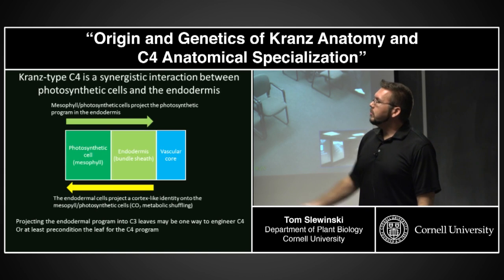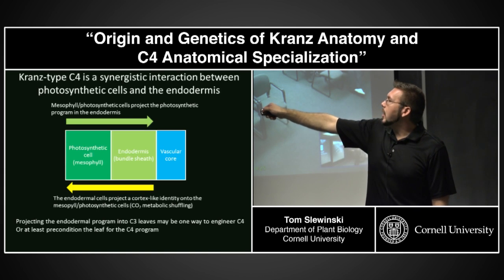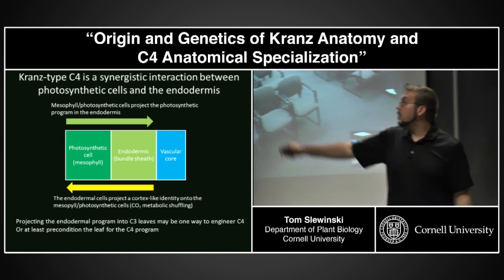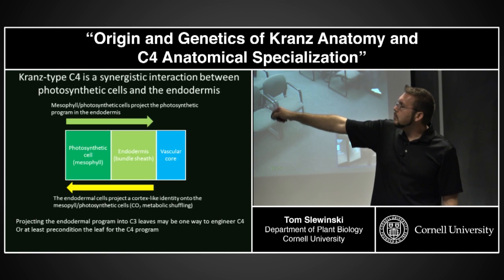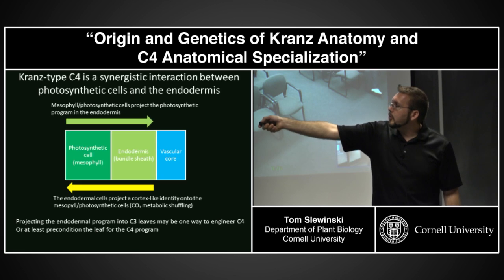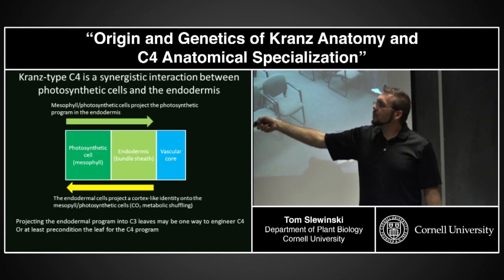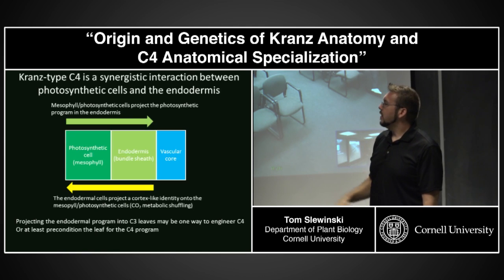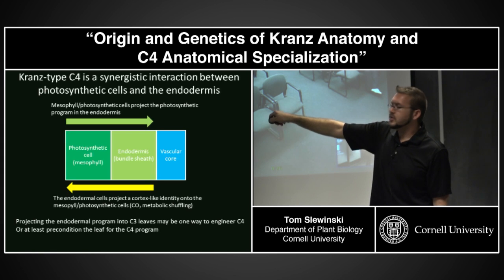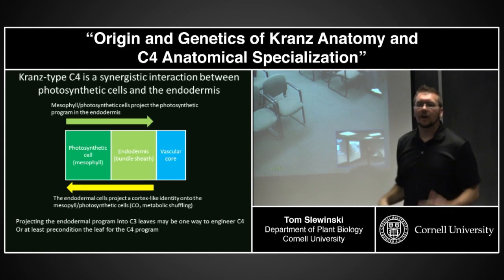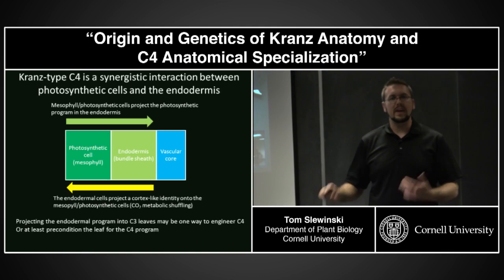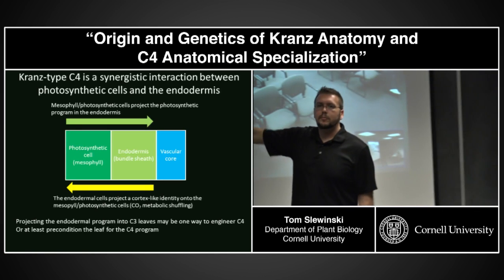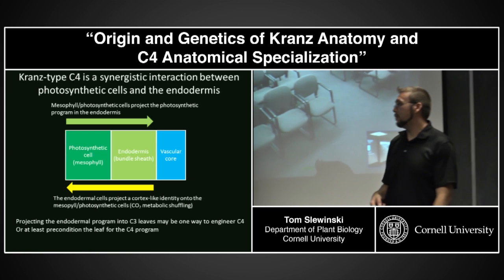So the synergistic interaction may come from the mesophyll cell photosynthetic program projecting into the endodermis, activating photosynthesis, which is not normally photosynthetic. So here's the vascular core, bundle sheath, mesophyll cell. The photosynthetic program invades the endodermis, and the endodermis projects a cortex-like identity onto the photosynthetic cell next to it, which gives rise to the CO2 metabolic shuffling. Now the endodermis and the cortex and other parts of plants are respiring tissues. They create CO2 and then have to get rid of it. They don't have ready access for it. So this may just be the waste management system somewhere else in a plant being hijacked into the photosynthetic system.